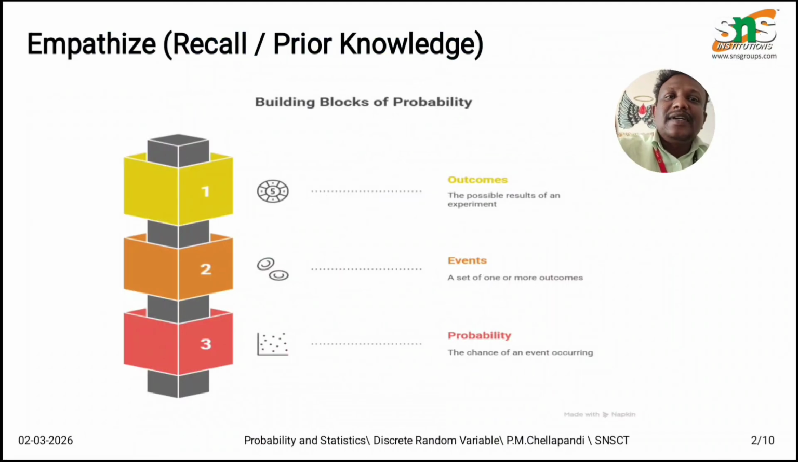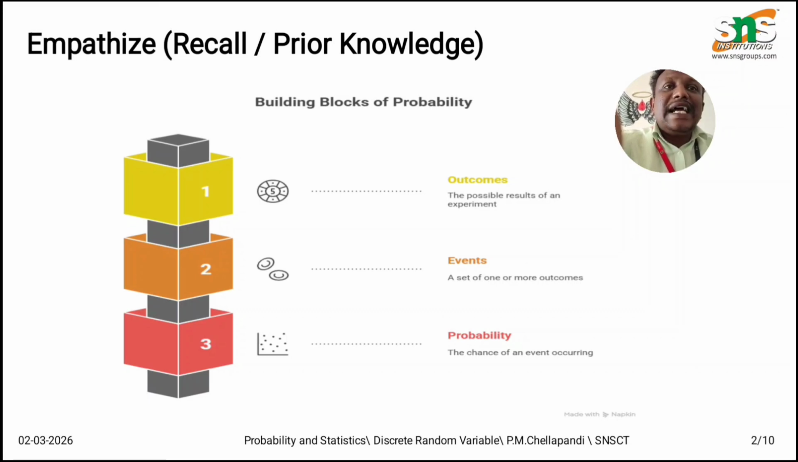So first, empathize. Here we are going to recall some necessary things so that we can understand this concept in an easy way. I have two questions. The first one is what is a random experiment, and the second one is sample space. These two things we are going to recall because they are the fundamentals of this concept, so we should understand them before we jump into this concept, right?